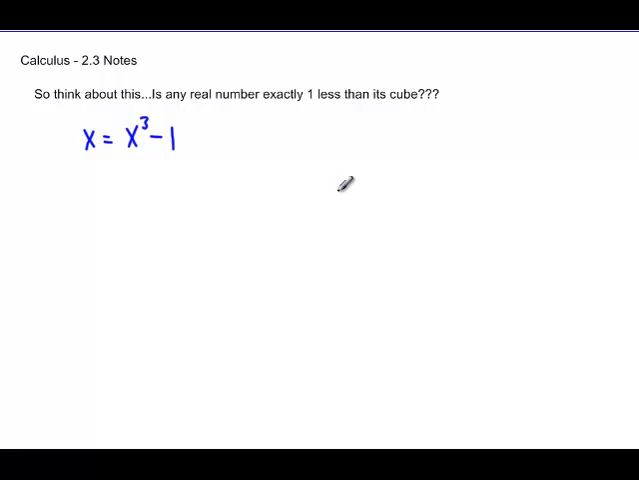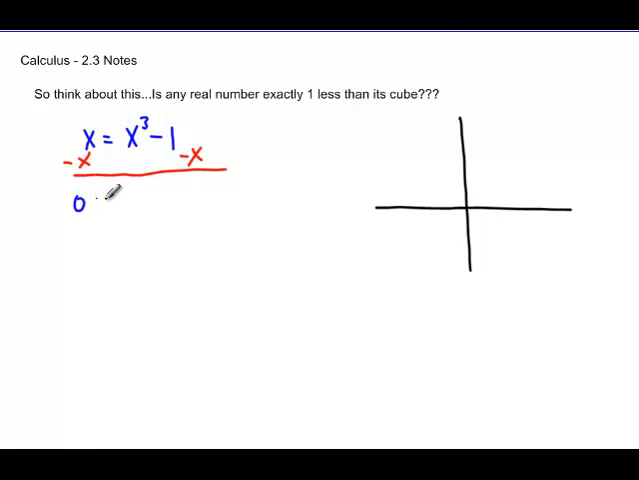Okay, so think about what we're graphing here. We're graphing the cubing function. So let us move x over so we can have 0. All right, and it looks like this.